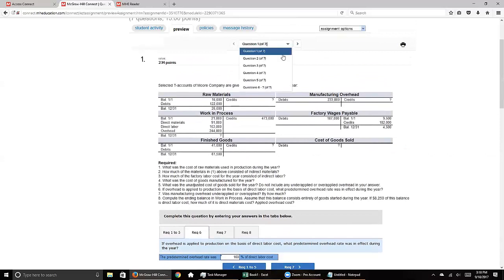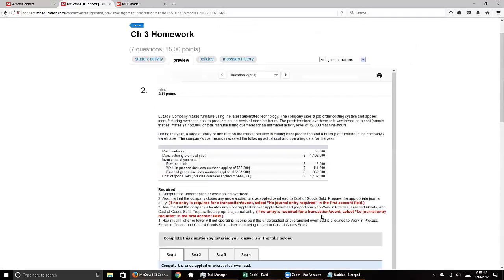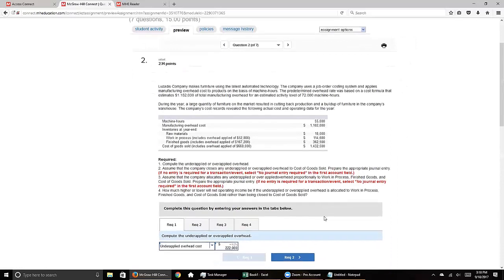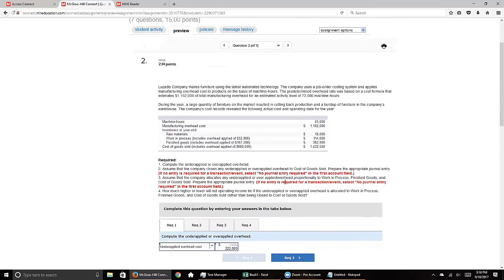Well, maybe I'll start with one that's a little more intuitive. Here's a decent example, at least for discussion's sake. We have this theoretical company making furniture. They're using the job order costing system that we read about, and they apply overhead on the basis of machine hours. Then we have all this other information about how they came up with a predetermined overhead rate, their results for the entire year, et cetera.